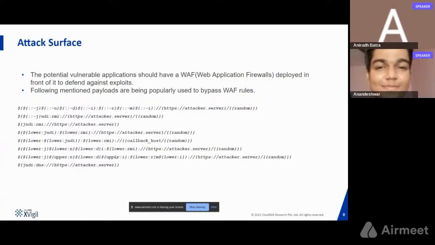As we discussed, the vulnerability is not just limited to the LDAP service. RMI can be used, DNS can be used, etc., etc. So I can bypass that blacklisting using multiple other variables, multiple other payloads. Some of the very common payloads which we've flagged worldwide are these. So these are all used to bypass web application firewall rules.